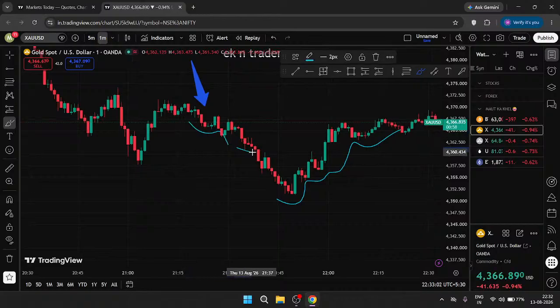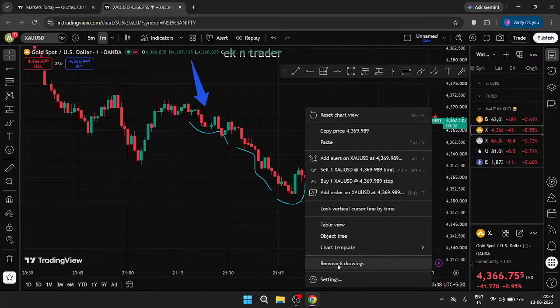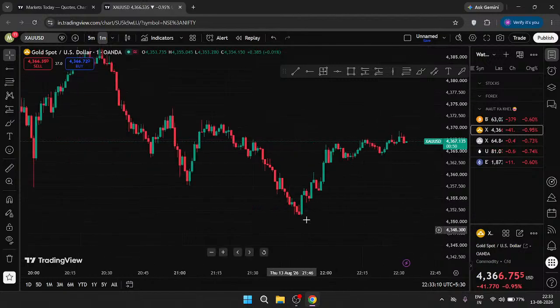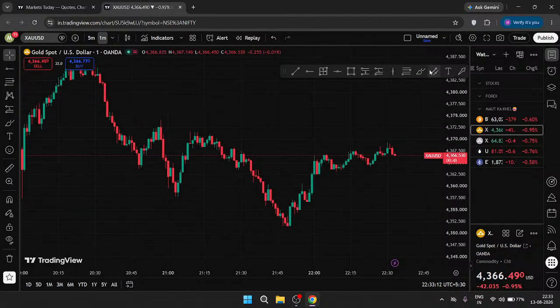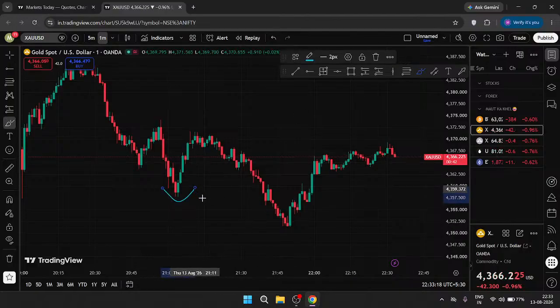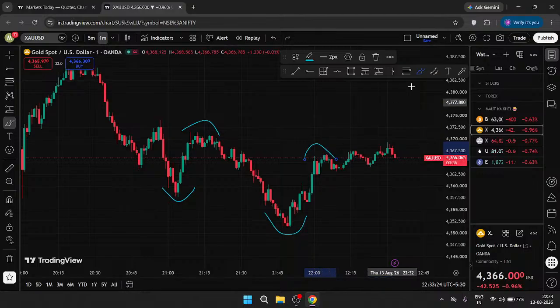Number three, what is a swing high and swing low? Before identifying HH, HL, LH, and LL, you need to recognize swing points. Swing high: a point where price moves upward and then starts moving downward. Swing low: a point where price moves downward and then starts moving upward. Don't mark every tiny candle movement. Focus on meaningful swing points where price clearly changed direction.